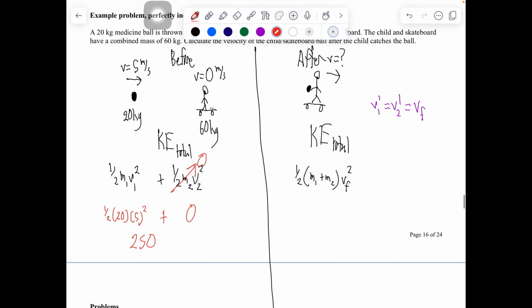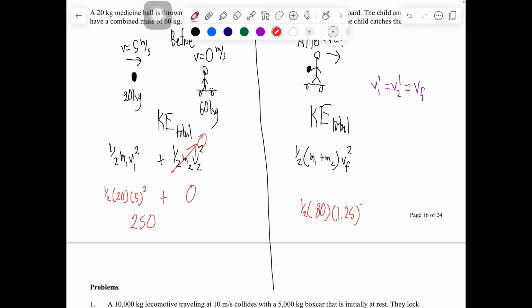Let's compare that. What do we get after the collision? Well, 1/2. The mass, 20 plus 60, this is 80. And the final velocity, we just solved for it. I deleted it, but it was 1.25. You can now square that velocity. 1.25 times 1.25 times 80 times 0.5. 62.5. These energies are nowhere near the same.